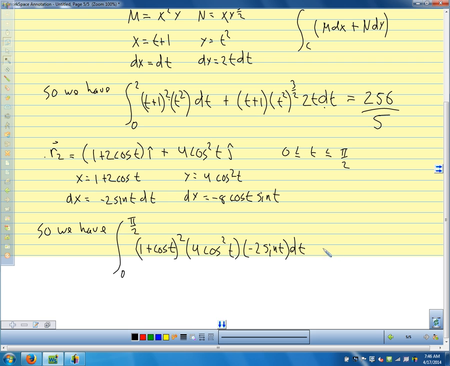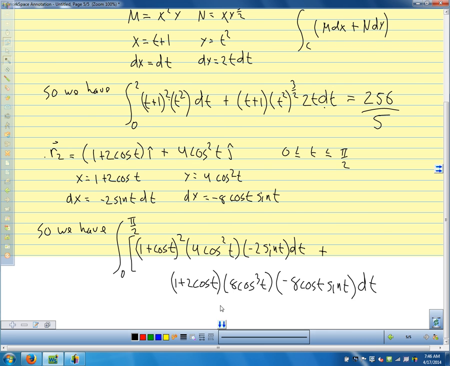And then I'm going to say plus, and I'm going to go down to another line here. So I'm going to put a bracket around there. Plus, for my y component here, I end up with 1 plus 2 cosine t times 8 cosine cubed t times minus 8 cosine t sine t dt.